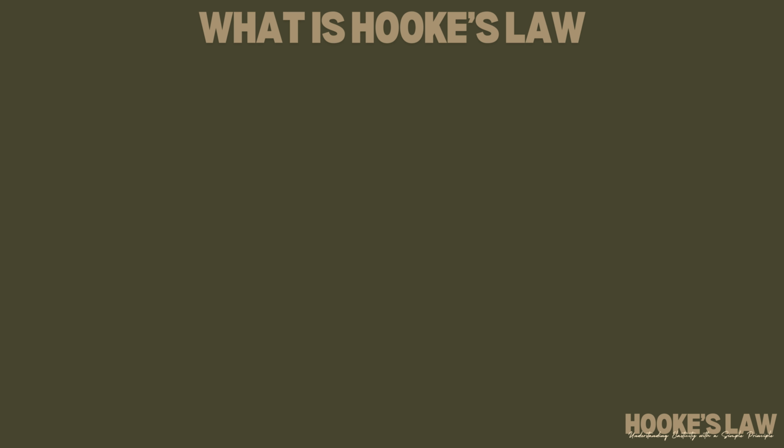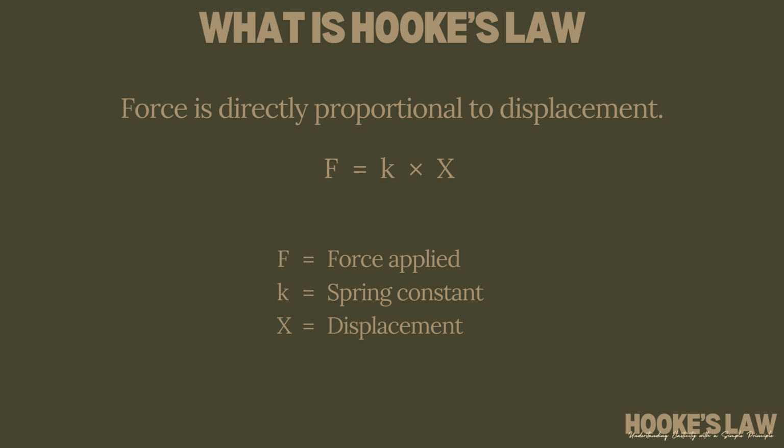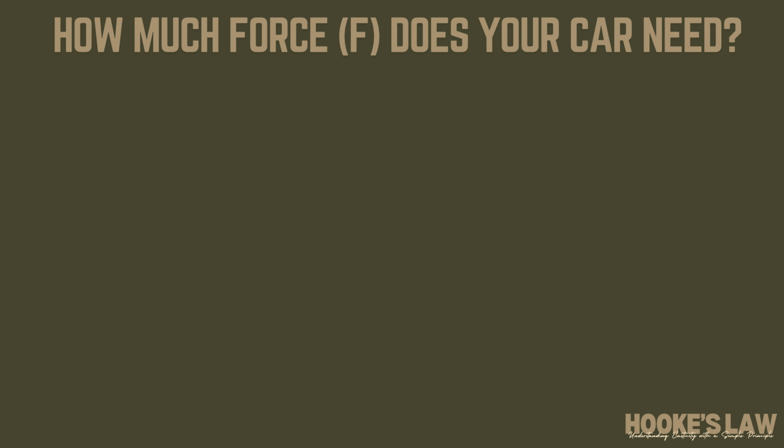Hooke's law states that the force needed to stretch or compress a spring is directly proportional to the distance you stretch or compress it. This is expressed as F equals K times X, where F represents the force applied, K is the spring constant indicating the stiffness of the spring, and X is the displacement or how far the spring is stretched or compressed. Let's solve a quick problem.